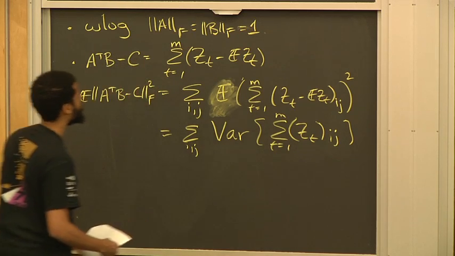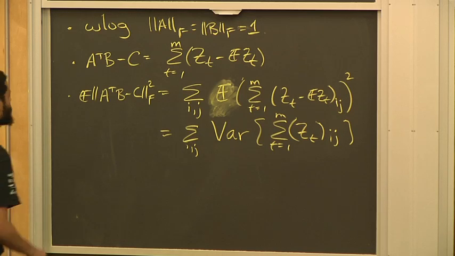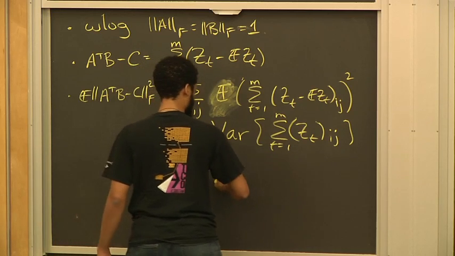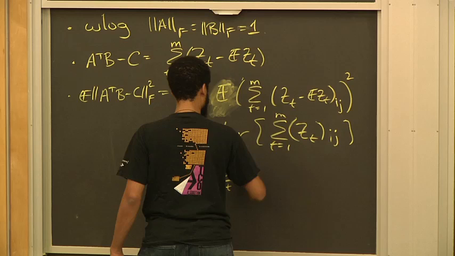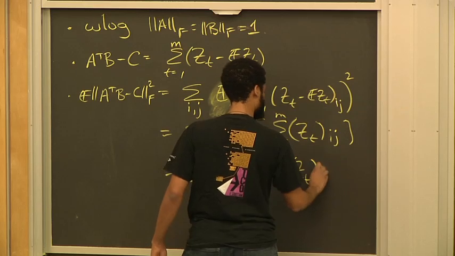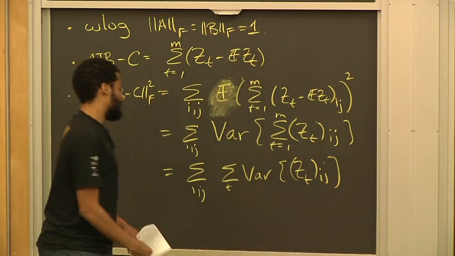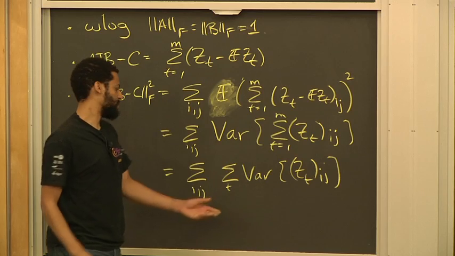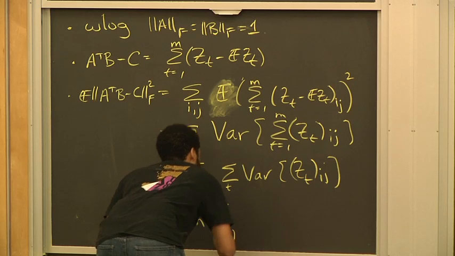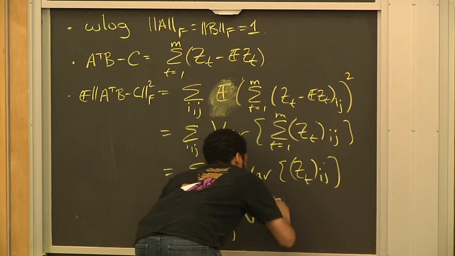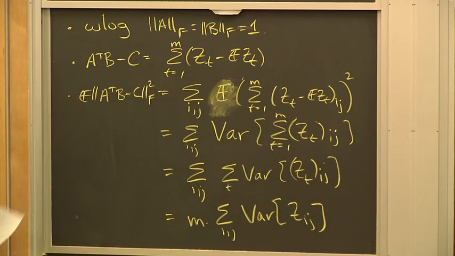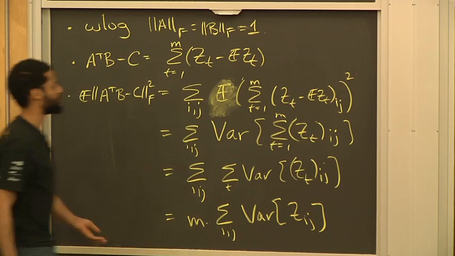I think this is right. And by independence of the Zt, this is equal to the sum over all ij of the sum over t of the variance of Zt ij. And all these Zt's are identically distributed. So this is just m times the sum over all ij of the variance of Zij, where Zij is just one of them.